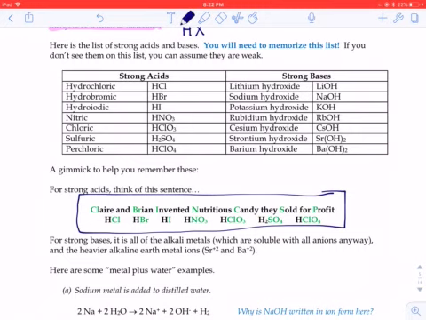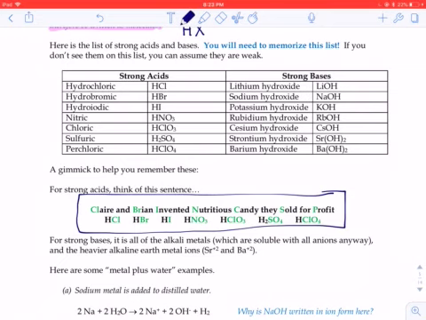Your strong bases, it's all of the alkali metals. So your lithium, sodium, potassium, rubidium, all those guys, which are soluble with all anions anyway, so now we just have lithium hydroxide, sodium hydroxide, nothing special or unique there. And then the alkaline earth metals, there's just a couple of them, strontium and barium. If you combine those with your hydroxide ion, they'll be soluble. Anything else you can assume is either insoluble, just won't dissolve at all, or is so weak that it doesn't really ionize too much.